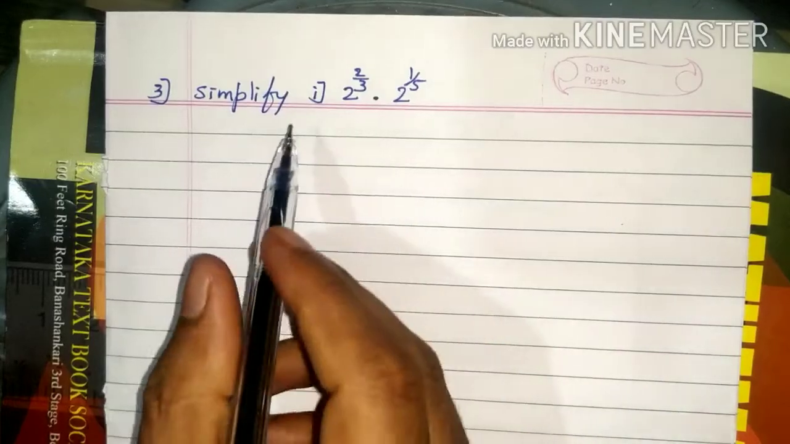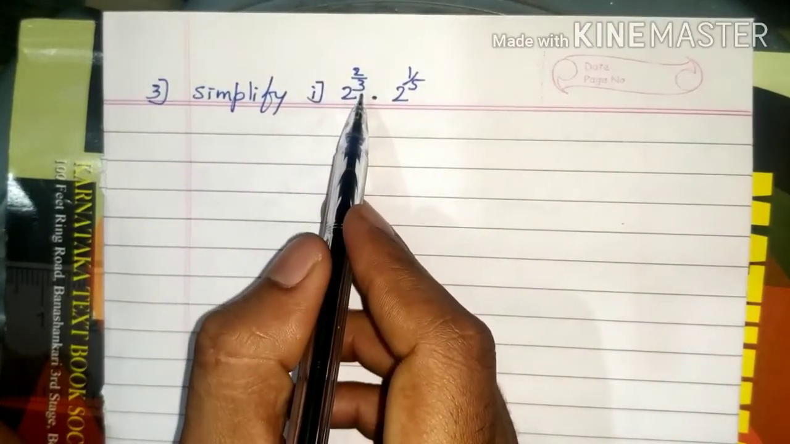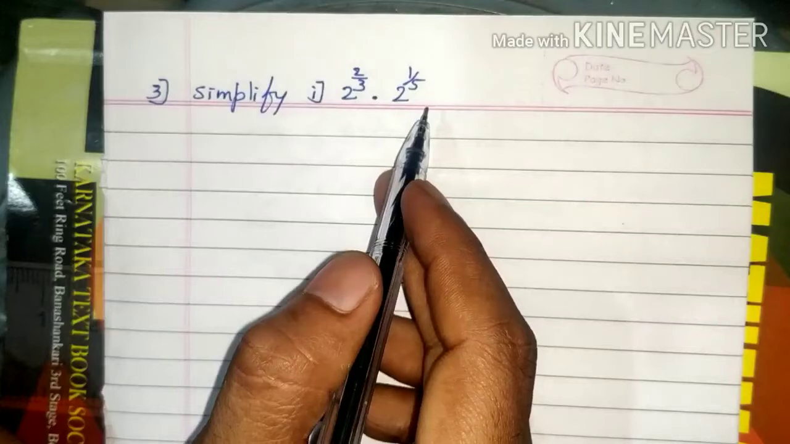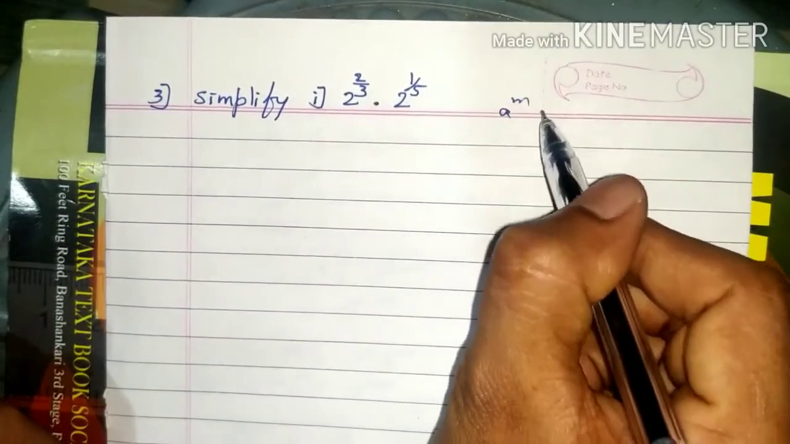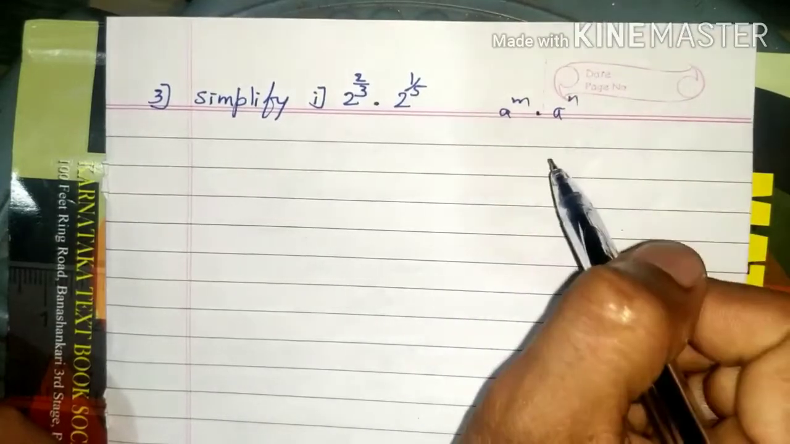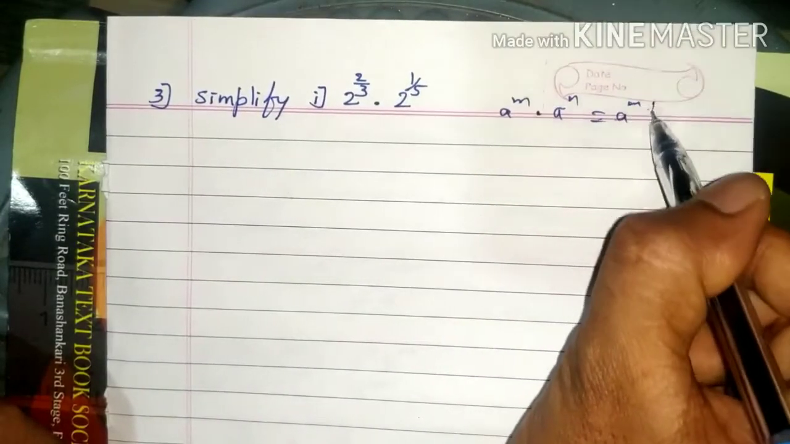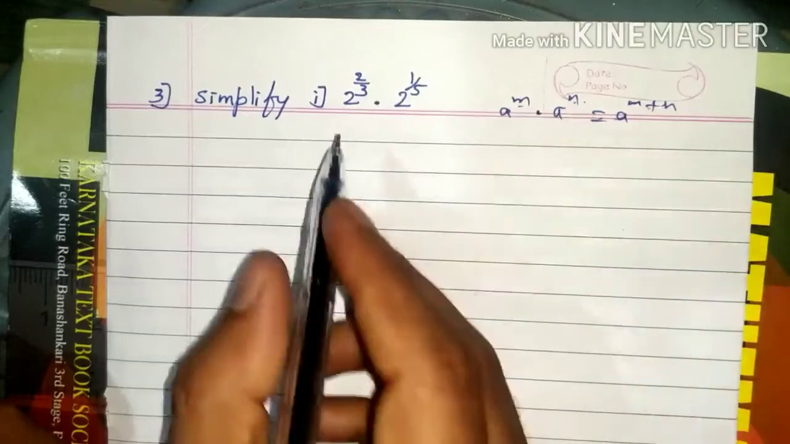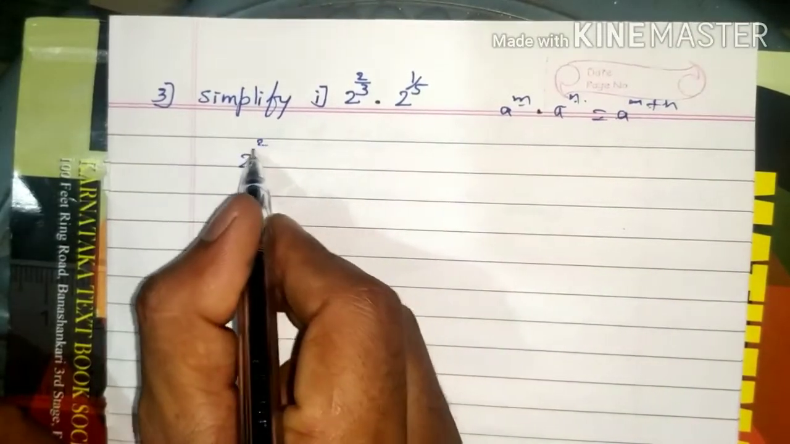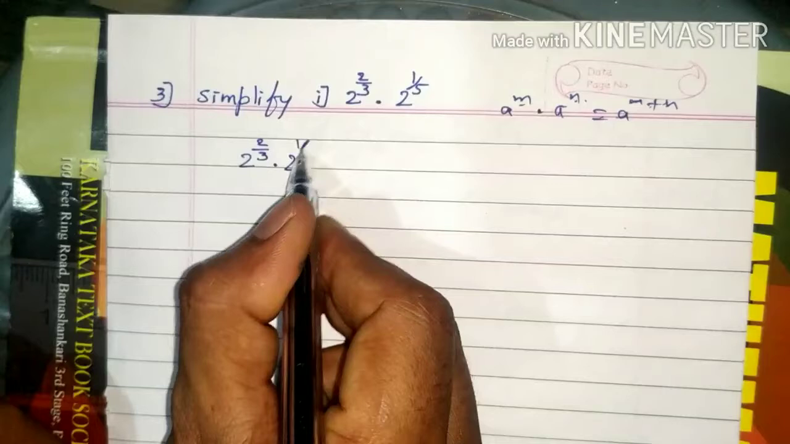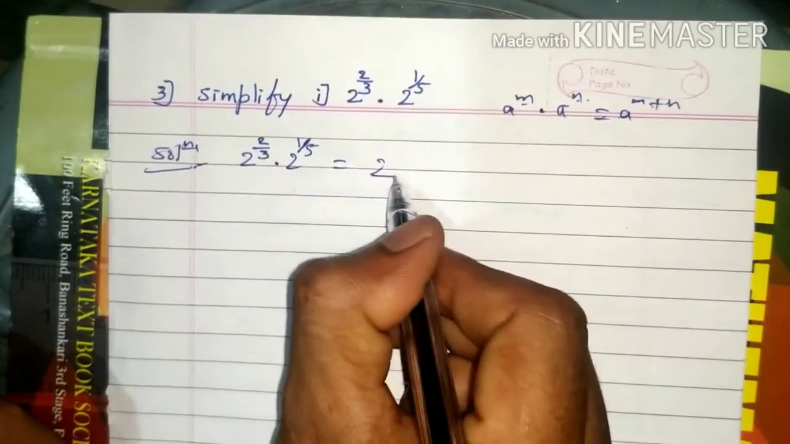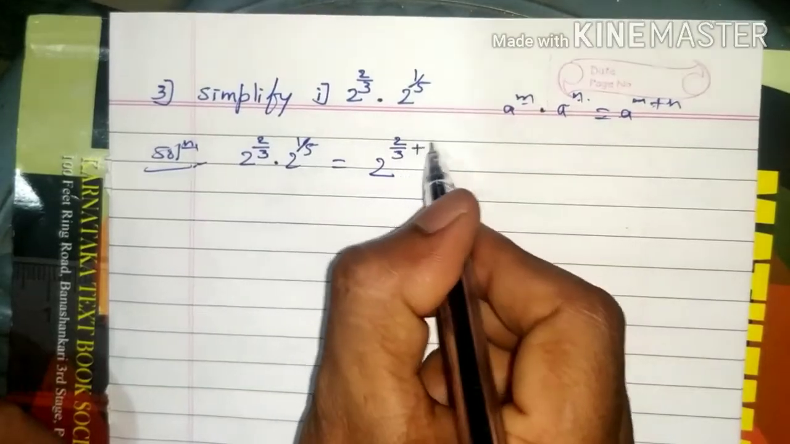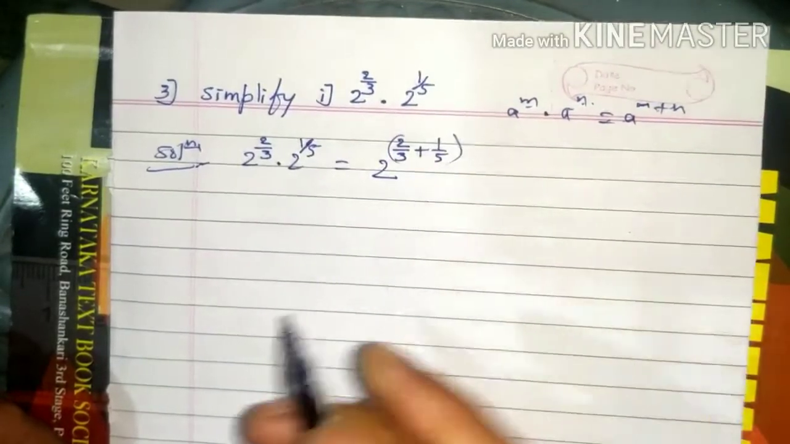So next example, simplify 2 raised to 2 by 3 into 2 raised to 1 by 5. So it is in the form a raised to m into a raised to n, that is equal to a raised to m plus n. So we have to add exponents. The solution is equal to 2 raised to 2 by 3 plus 1 by 5. Okay, this you have to simplify.